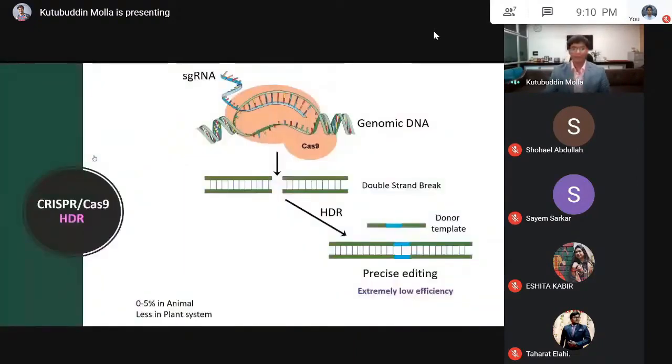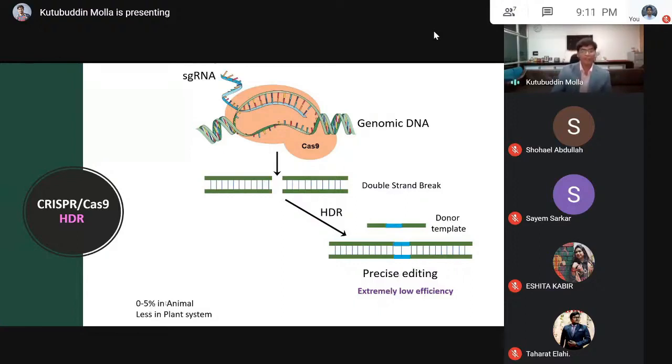Okay. So, as I told you, for precise editing before the invention of base editing, you had to go for homology-directed repair. You make a cut with the Cas9, and then you supply a donor template with the change. What change do you want to make? Suppose you want to make a change from A to G, like in the case of Auro. Okay, so A to G. You make these changes here, and then you supply the donor template, Cas9 and guide RNA. Then you get the precise editing, but this is extremely low in efficiency.